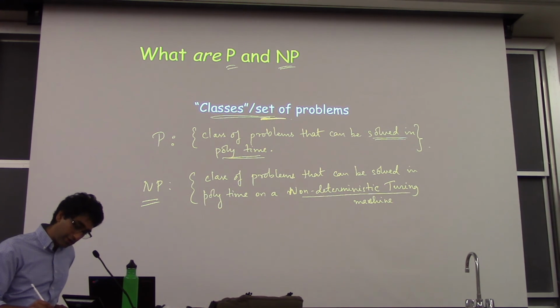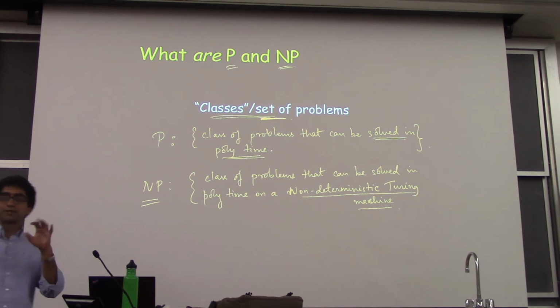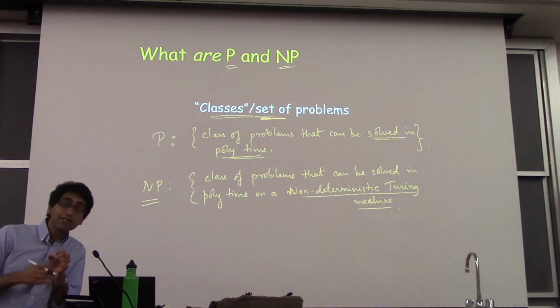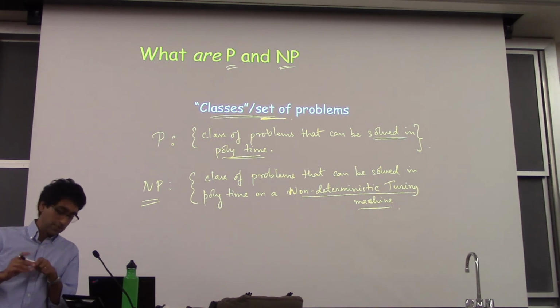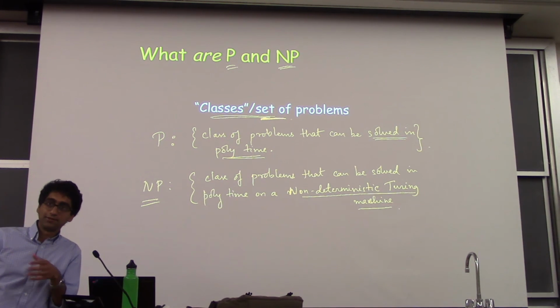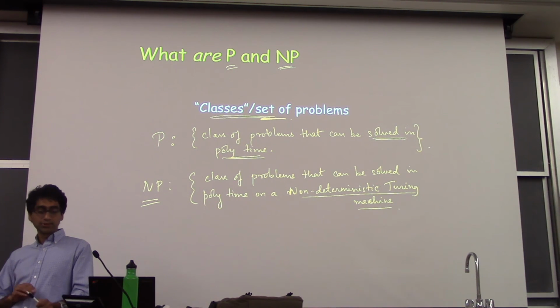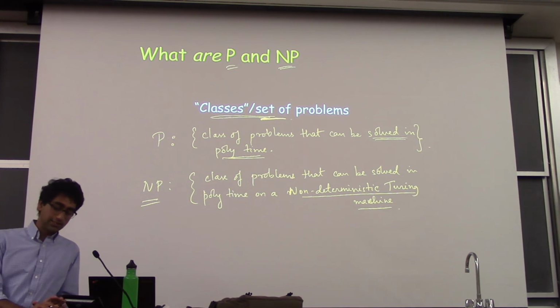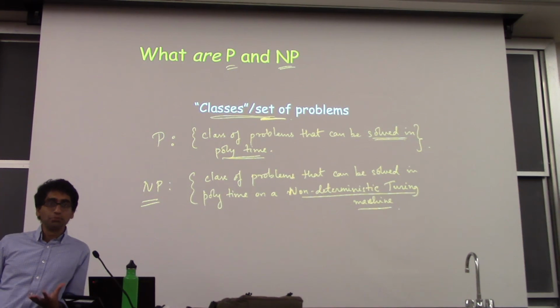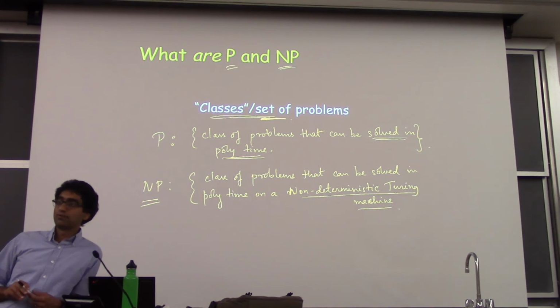I haven't defined what this is, but think of this as a very special computer which can guess all the right answers. I won't define it because this is not very important for this course. But have most of you seen this notion of a non-deterministic Turing machine? A Turing machine everyone understands, it's just like a regular computer, but a non-deterministic one, they don't exist, or we don't think they exist.